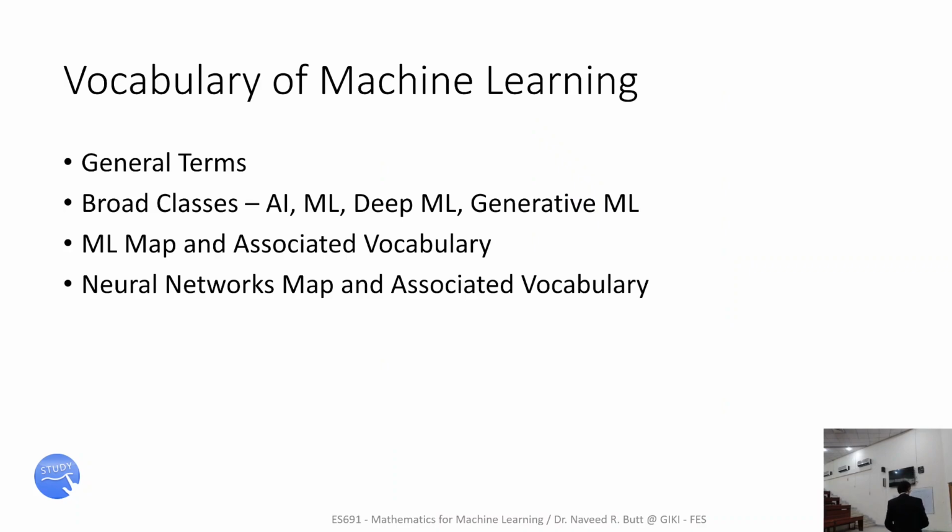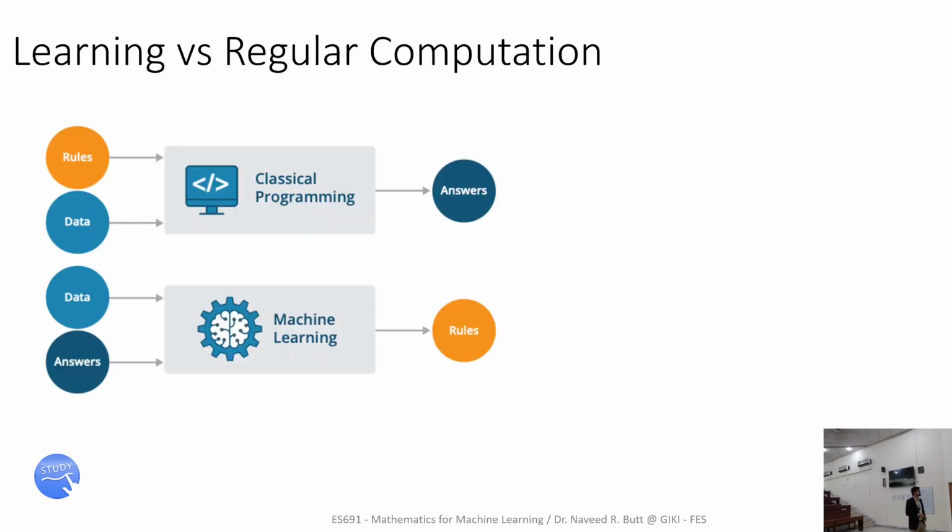Good. So this is the general idea. We'll talk about some general terms, broad classes, ML map, associated vocabulary, neural network map, and associated vocabulary. Most likely we will do maybe first 2 or first 3 today, depending on what I see on your faces. Okay. परेशान बैठे होंगे तो फिर हम slow देंगे. Right. So let's start here.